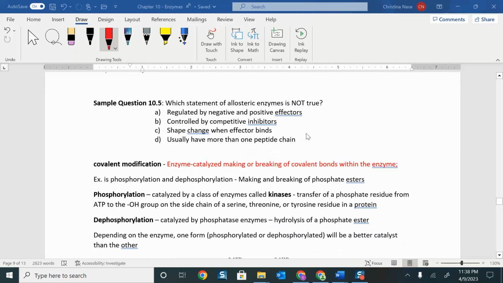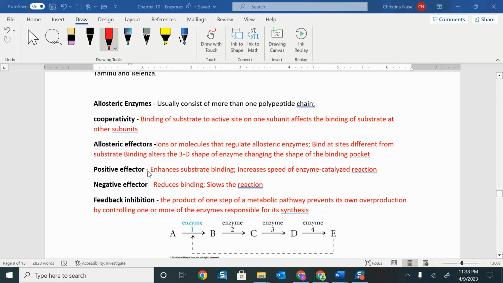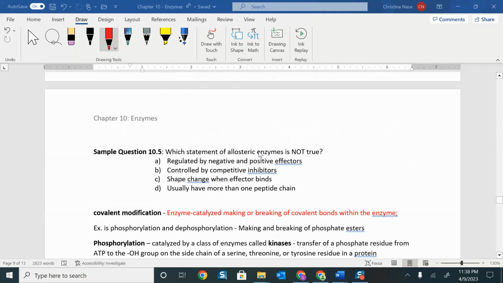So which statement of allosteric enzymes is not true? So again, allosteric enzymes, what are we looking at? We have these positive effectors, negative effectors, you have feedback inhibition. What do we have here? So it's regulated by positive and negative effectors.